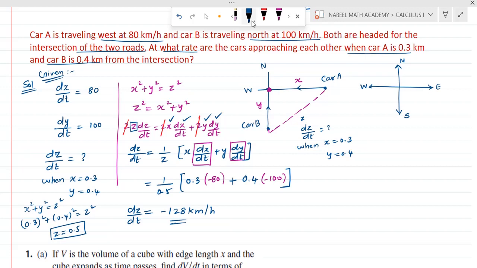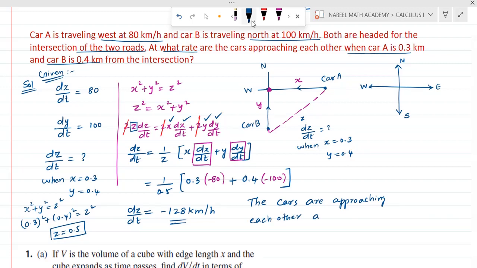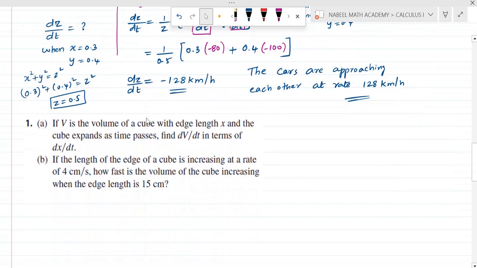So I write it here: cars are approaching each other at the rate of 128 kilometers per hour. That's it. This is the answer. So if you understand the question, it will be very easy.